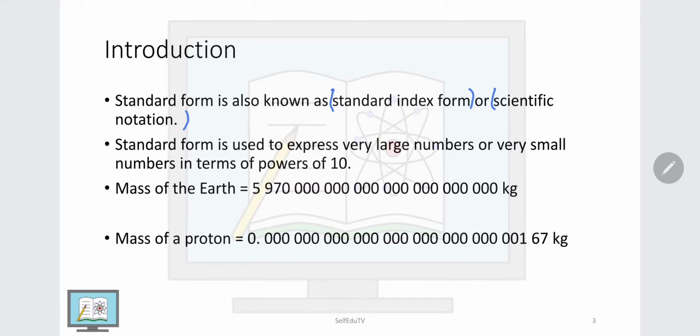So why do we need to express numbers in standard form? Because it's very useful to express very large numbers or very small numbers in terms of powers of 10 more conveniently. For example, the mass of the earth is very huge, this much. So instead of writing so many zeros, we can express it in standard form. It looks like this.